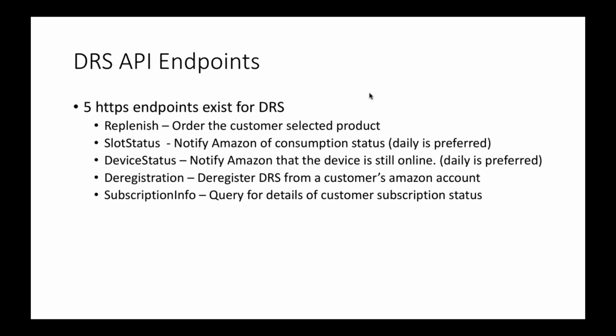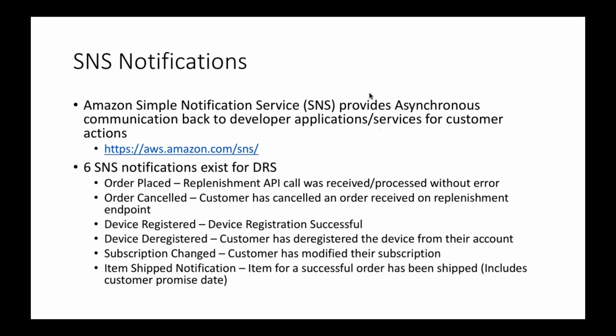Finally, subscription info is an API that allows you to gather the status of the subscription. We provide SNS notifications for subscription status, which we'll cover in a little bit, but the subscription info API is there to allow you to query that transactionally and ascertain the status of a subscription at any time.